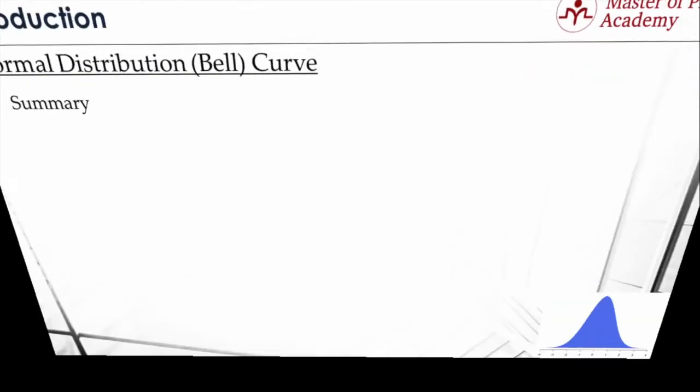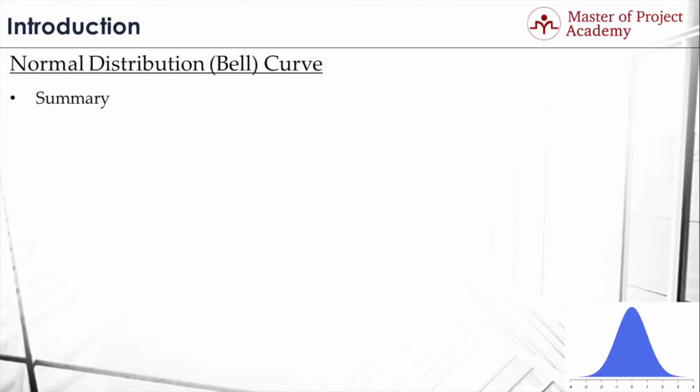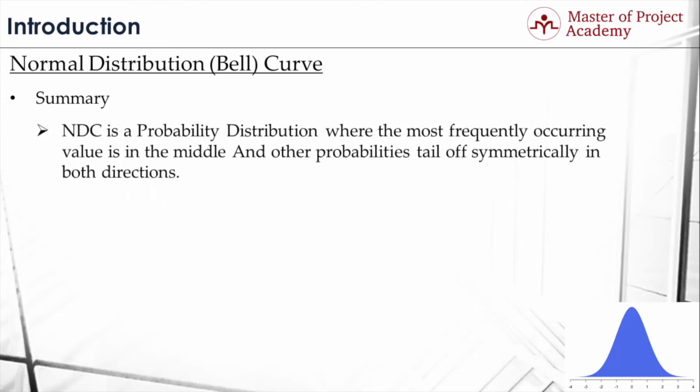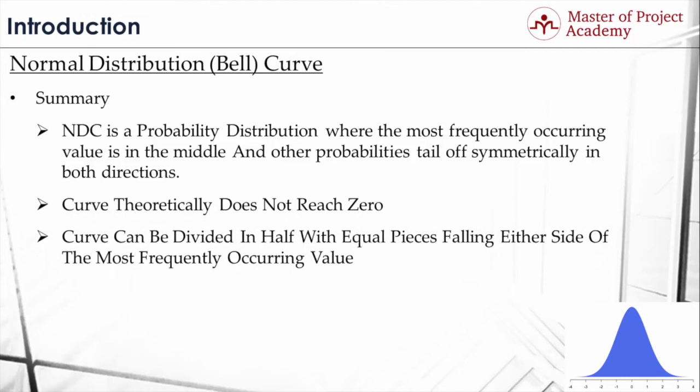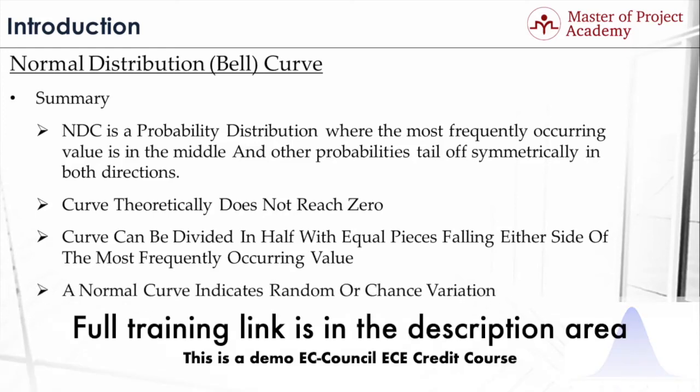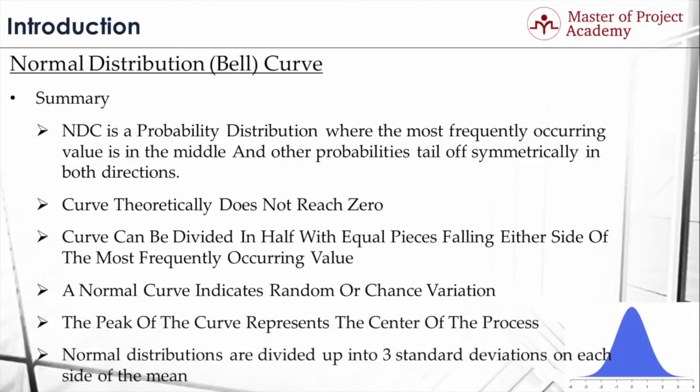If we sum up what we learned about normal distribution curve, NDC is a probability distribution where the most frequently occurring value is in the middle, and other probabilities tail off symmetrically in both directions. The curve theoretically does not reach zero. The curve can be divided in half with equal pieces falling either side of the most frequently occurring value. A normal curve indicates random or chance variation. The peak of the curve represents the center of the process. And normal distributions are divided up into 3 standard deviations on each side of the mean.